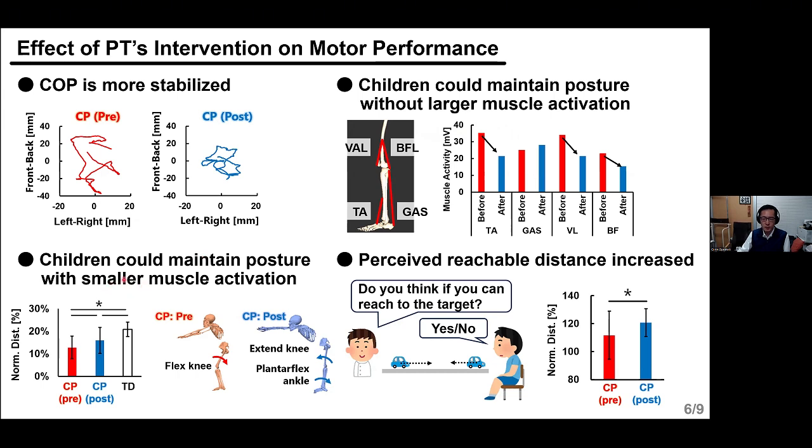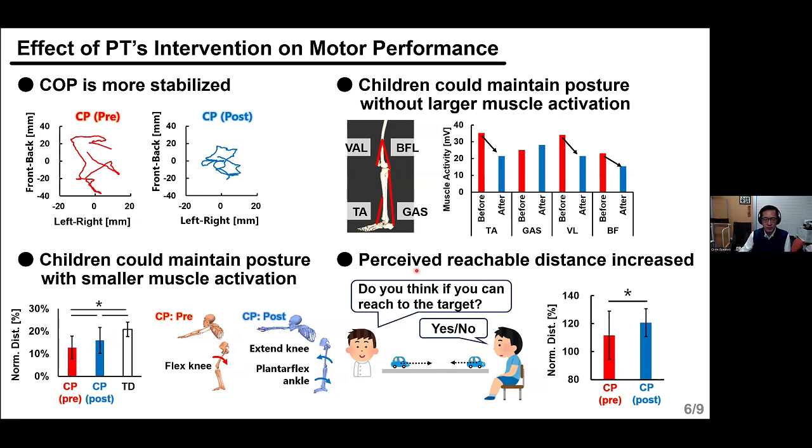Also, we evaluated the posture while the patient reaches their hand forward voluntarily, and we measured the maximum reachable distance. This task requires more dynamic stabilities. It was found that those children with CP improved the joint coordination, and they could reach the hand farther and get closer to the TD child. Previously, the child had to flex their knee, but they could extend their knee and plantar flex their ankle after PT's intervention to maintain the postures.